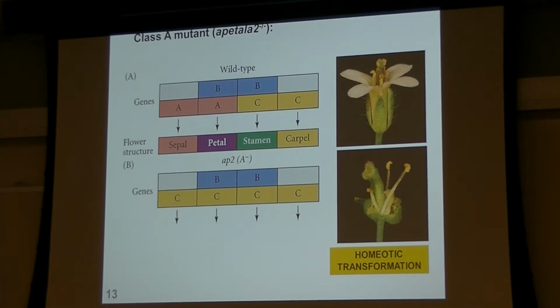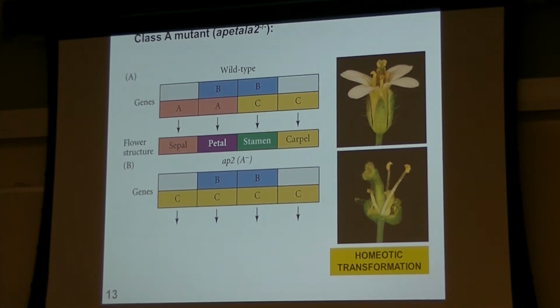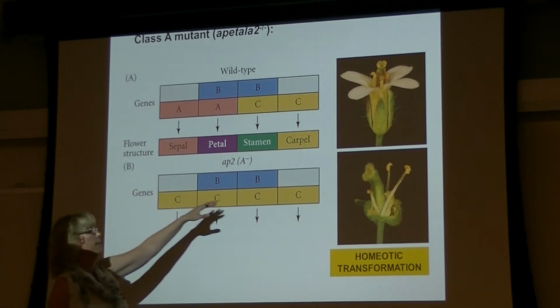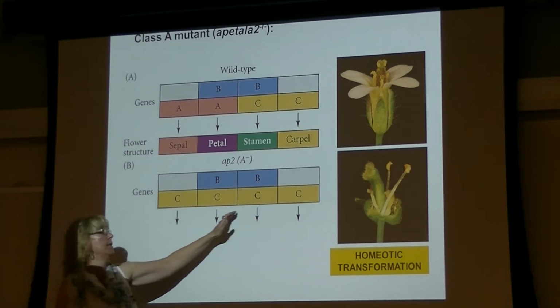So let's consider what would happen if we have a class A mutation, and one of the genes in class A is A-petalin-2. So we're looking at a flower that has had both copies of A-petalin-2 removed. These flowers are diploid, so we have a homozygous mutant for A-petalin-2. And what happens in this case is that if the A expression is gone, the C expression seems to expand and take over this whole territory.